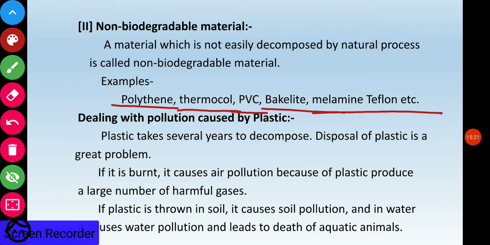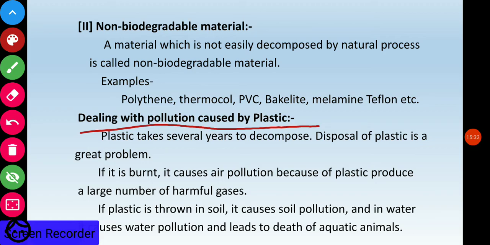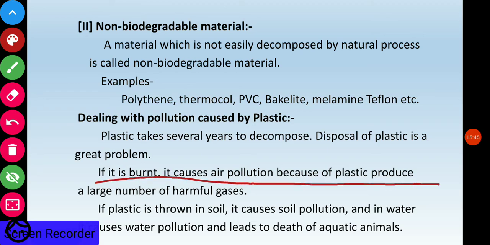So these non-biodegradable plastics are very harmful for the environment. They cause pollution in the environment. Plastic takes several years to decompose, and disposal of plastic is a great problem. If it is burnt, it causes air pollution, because plastic produces a large number of harmful gases.